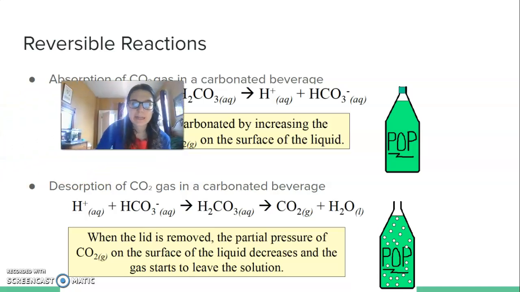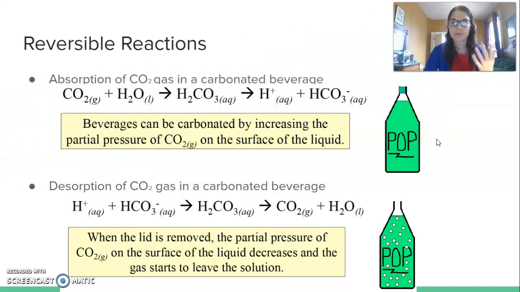This can be applied again to soda solutions, like how they make soda, is that they basically force CO2 gas into a beverage containing mostly liquid to make a carbonated beverage. So beverages can be carbonated by increasing the partial pressure of CO2 on the surface of the liquid. That's why the containers of pop, whether it's a can or a 2-liter, are pressurized containers. So there is an increased pressure there forcing the gas into the solution, which is why if you look in the 2-liter, you don't see any bubbles before it's opened.